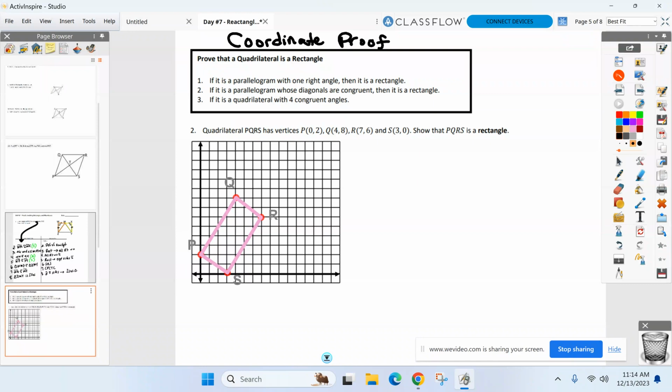Graph and prove. So first, I'll let you go ahead and graph quadrilateral PQRS. Take a minute to do that. Because there are a lot of new things that are going to come at you right now, and I got to slow the pace down a little bit.